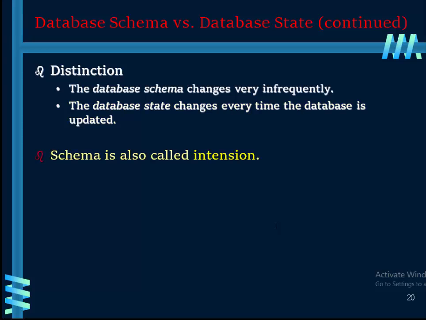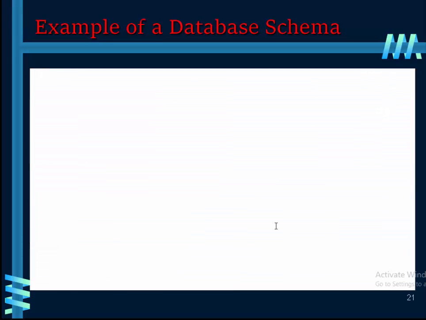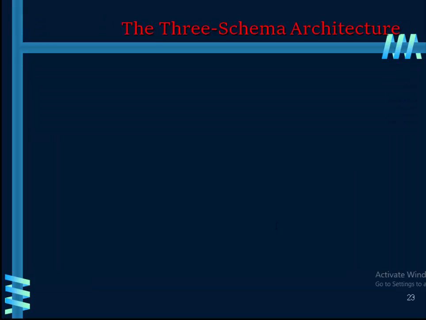That's why here schema is called as an intension and state of the database is called as an extension. Okay, so these are the example for the database schema or schema diagrams. So this is about a schema, instance and database states. In the upcoming classes, let us discuss about the 3 schema architecture.